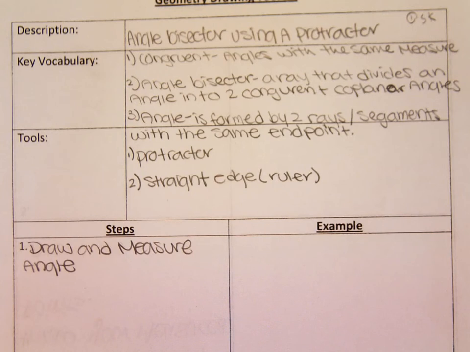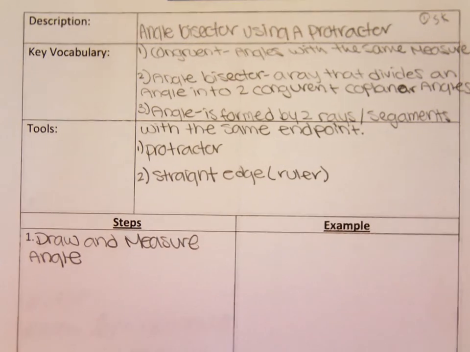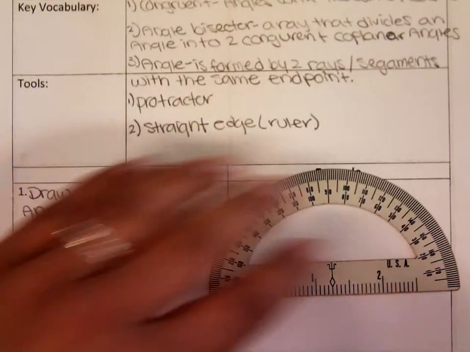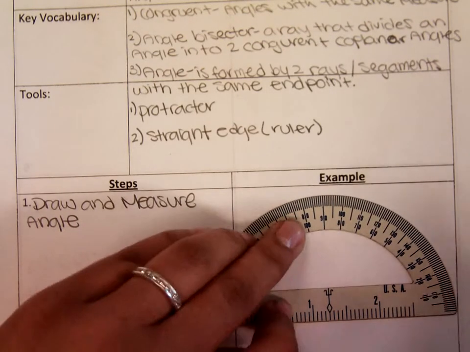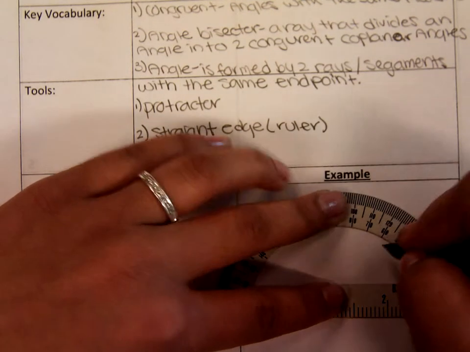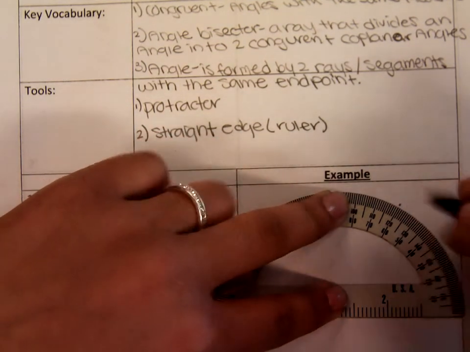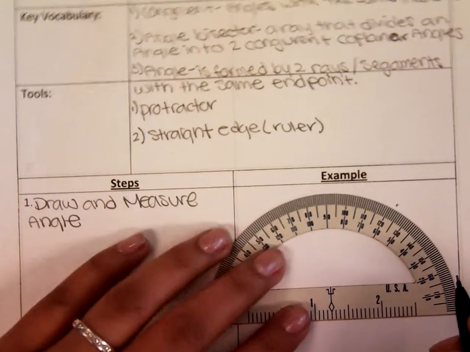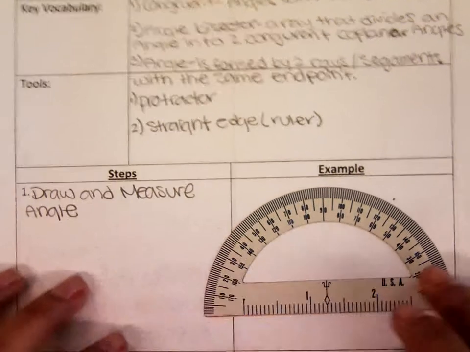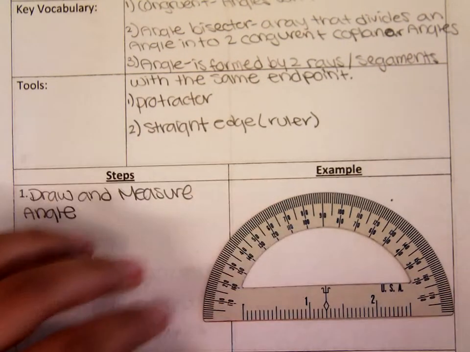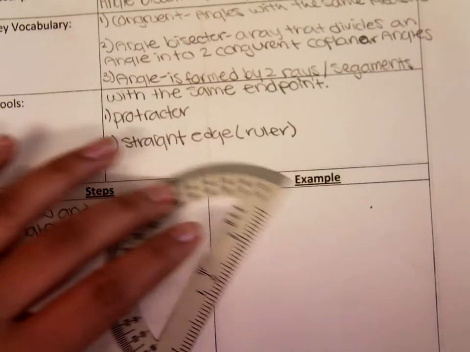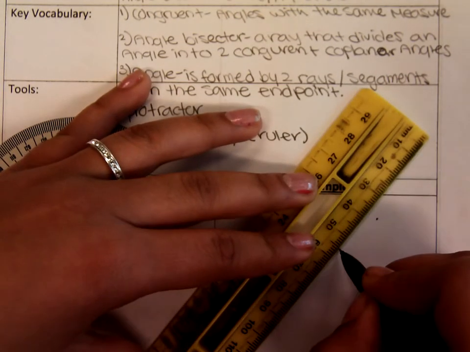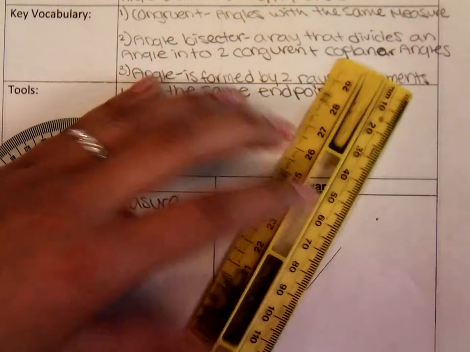Your first step would be to draw and measure an angle. How would you draw an angle though? Just draw the angle first. So using the straight edge, draw the angle. So you draw this part first, right? Make sure you make it long.